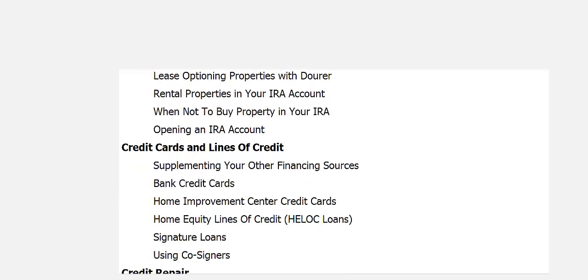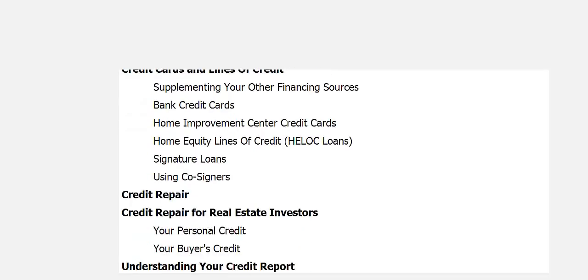Then we get into credit cards and lines of credit, supplementing your other financing sources. Bank credit cards, home improvement center credit cards, home equity lines of credit, or HELOCs, signature loans using co-signers.